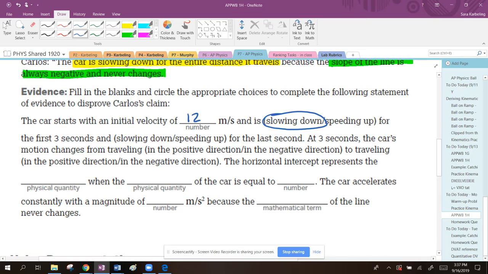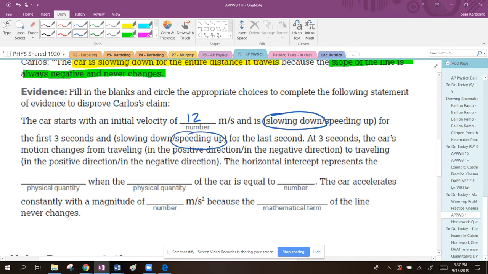And what did you guys say for the next little part? Slowing down or speeding up? Speeding up. It's speeding up for the last second. Okay. At 3 seconds, the car's motion changes from traveling in the, so it says in the positive direction or in the negative direction.